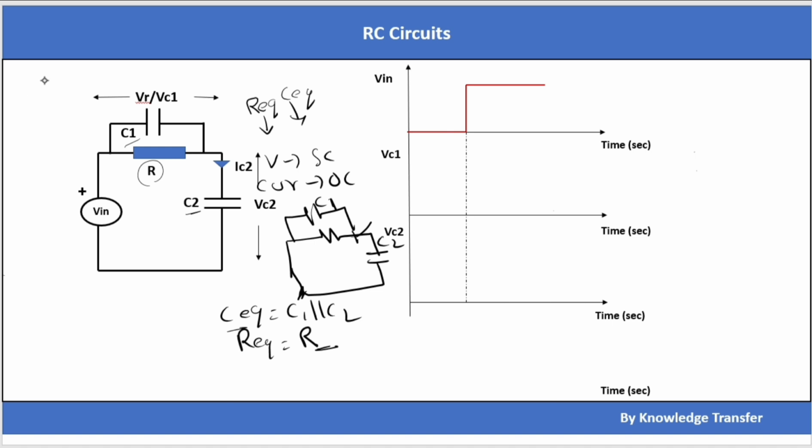So for our purpose, R equivalent is equal to R, and C equivalent is equal to C1 in parallel with C2. This we will use in our future calculations. And I will remove all these things.